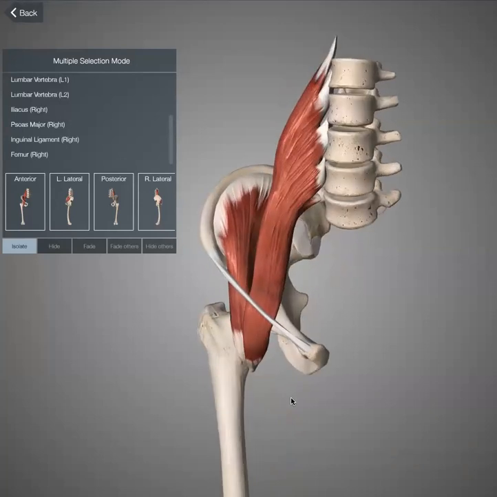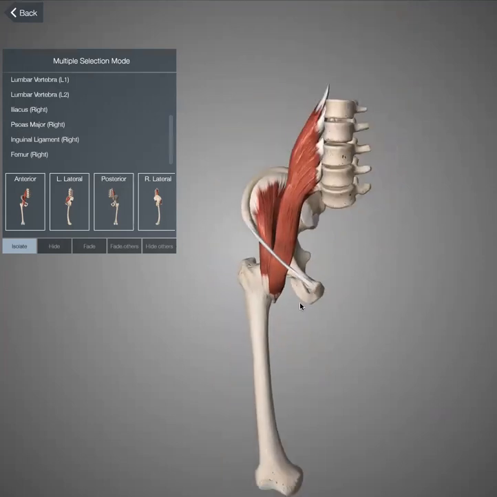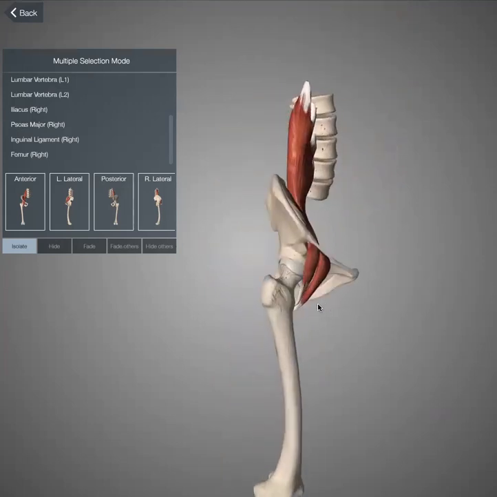What are the actions of those muscles? What they do is they flex the thigh at the hip joint. So flexion of the thigh at the hip joint. Okay.